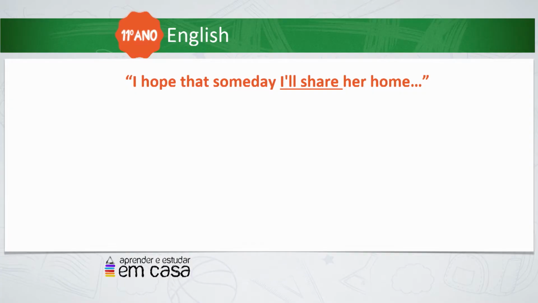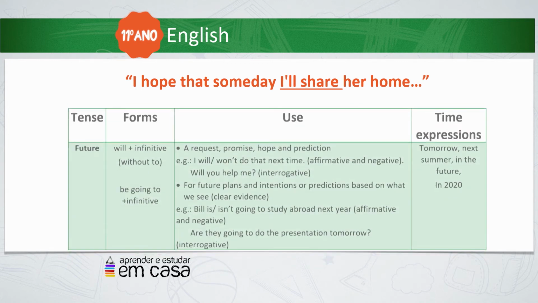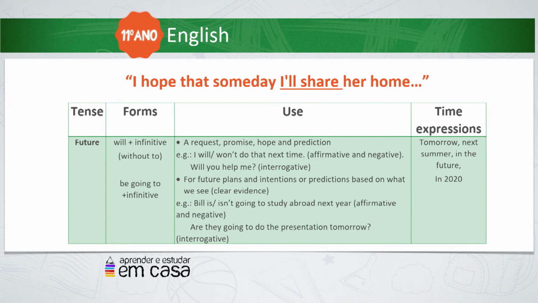The next verb tense we have is, I hope that someday I'll share her home. The verb tense is the future. Great. So in this sentence, we have the future with will. Will plus infinitive. But it's also possible to form the future tense with the expression be going to plus the infinitive. The future with will is used to express a request, a promise, hope, and prediction. We have some examples there. I will, I won't do that next time. So, will for affirmative and won't for negative. And for the interrogative form, we just place the will before the subject. So we have, will you help me?